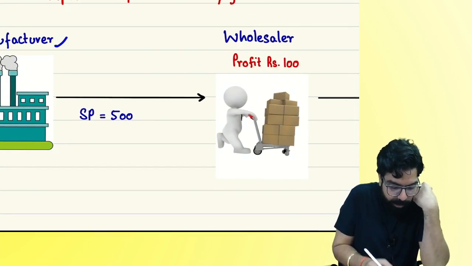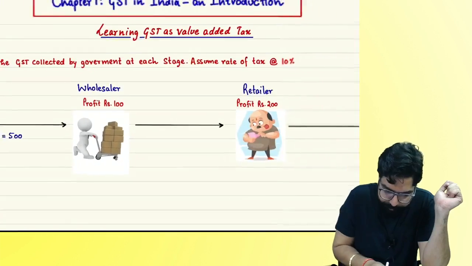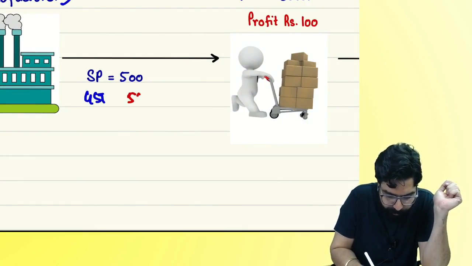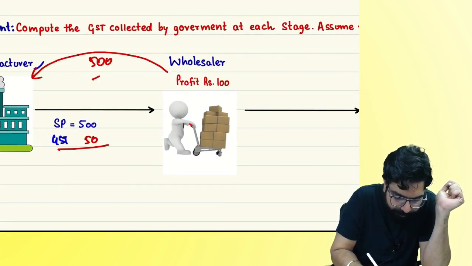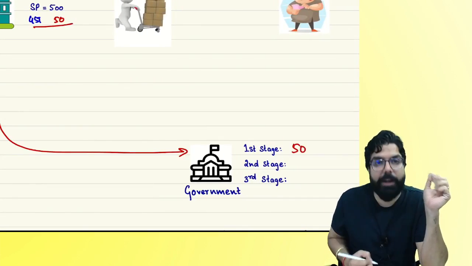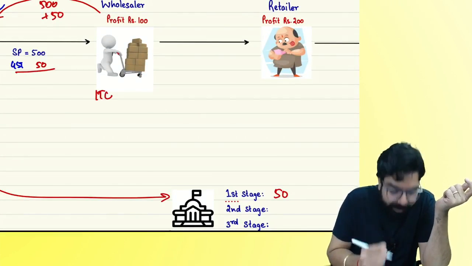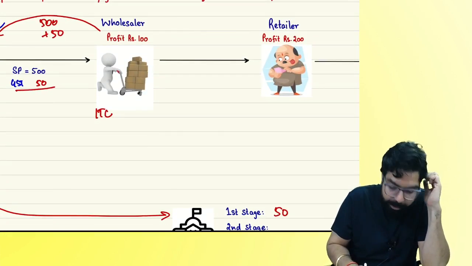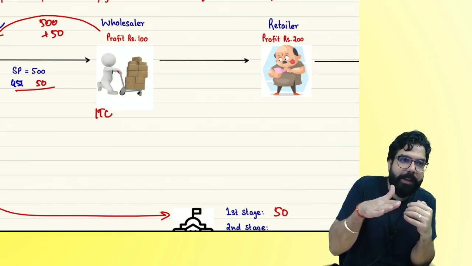My question to you guys: 500 is the selling price, which includes profit also. GST rate is given as 10%. So can you tell me GST will be how much? 50 rupees. He will pay 50 rupees on 500. At the first stage, government will get how much? Any doubt? Now this wholesaler will get input tax credit. Whatever tax is paid on inward supply, he will get the credit. That is why it is called input: whatever tax you pay on inward supply, you get the credit.